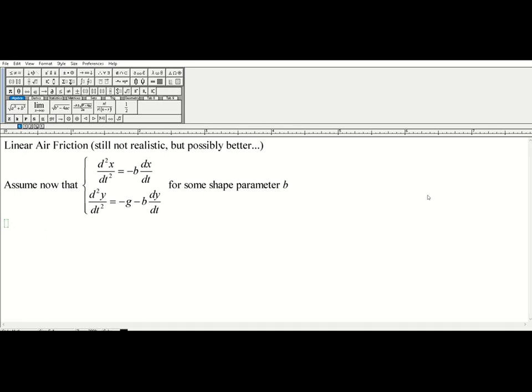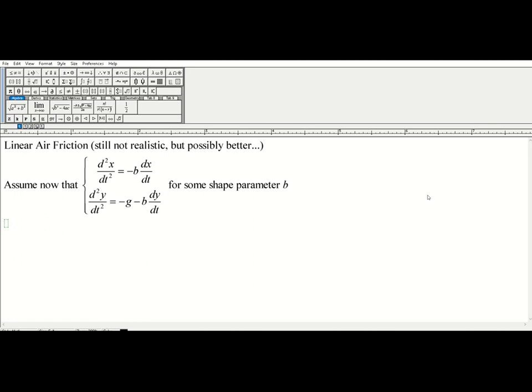direction, okay? So we've got d squared x dt squared, so the acceleration in the x direction. Instead of being 0, now we're going to give it a drag coefficient, and it's going to be based on the velocity in the x direction times the shape parameter. And in the y direction, we have the negative gravity still, and then we've included in the negative b and the velocity in the y direction.